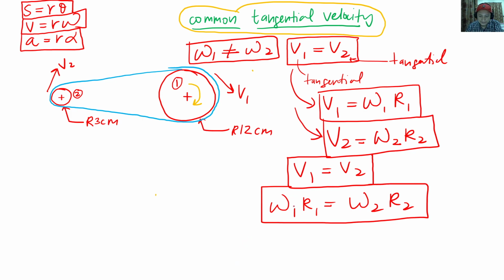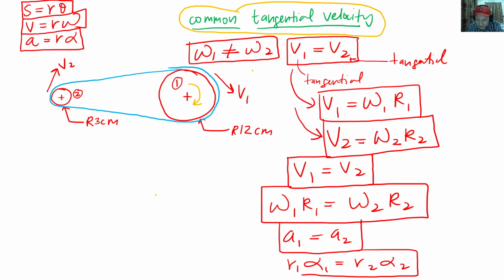Currently we are analyzing V1, right? So A1 also equals A2. So the same rule follows: R1 alpha 1 is equal to R2 alpha 2. This is for tangential acceleration. We haven't given any proper values here. So you've got here 12 centimeter.